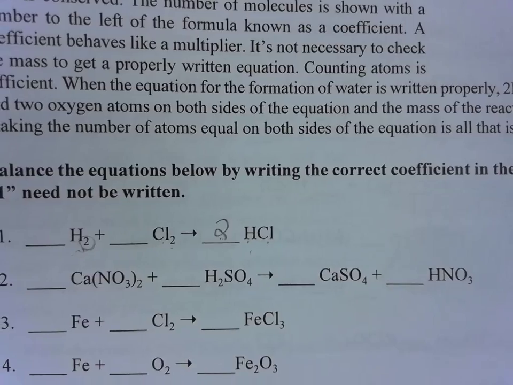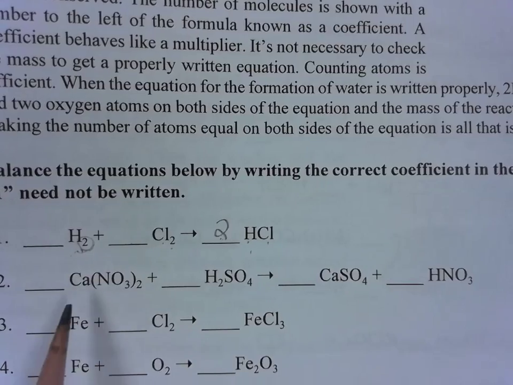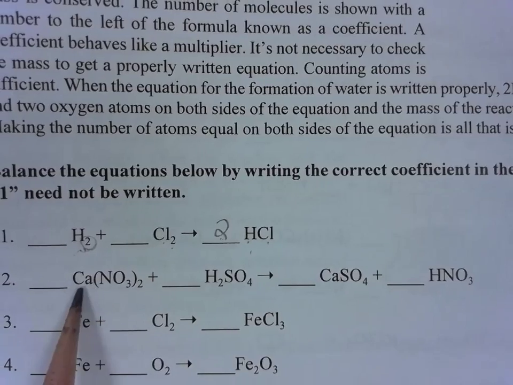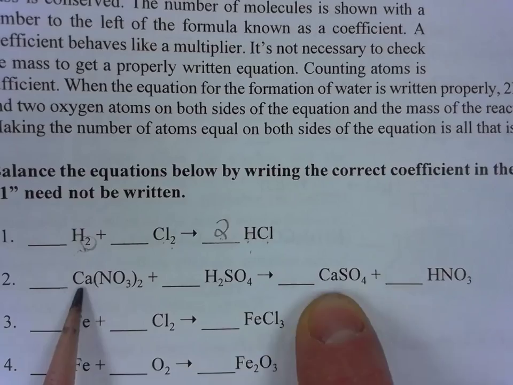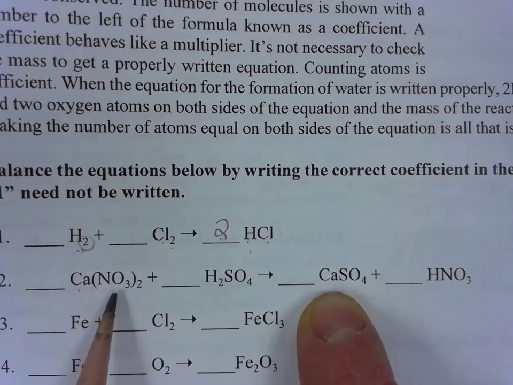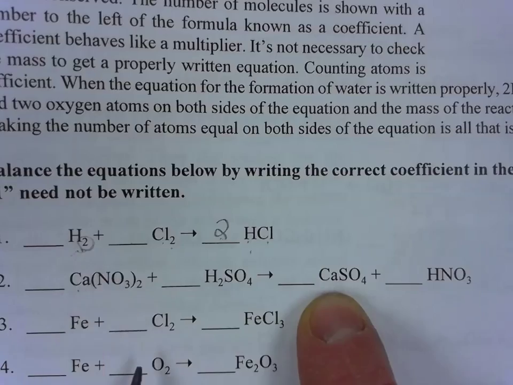Alright, now let's do number 2 here. We're going to do the exact same thing as we did before. I'm going to start with the first element, and I'm going to count. 1 calcium here, 1 calcium here. Oh, that's awesome. Okay, so in this case, here we have a polyatomic ion, right?